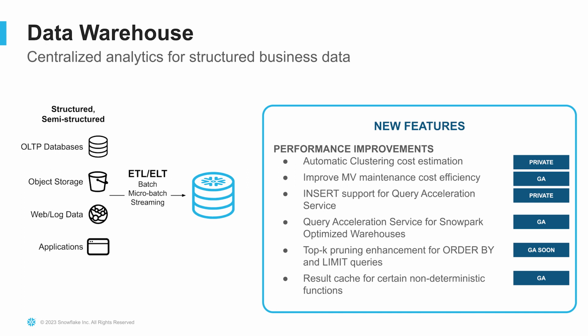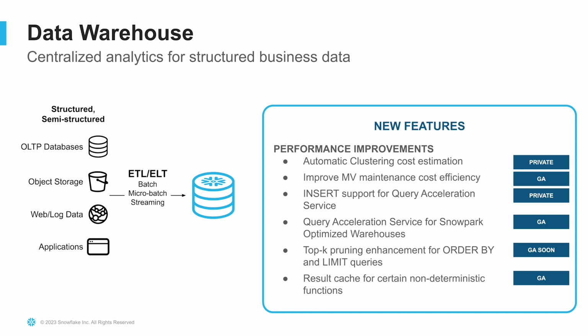Top K pruning enhancements for order by and limit queries will be GA soon. Top K is a common type of query that has both order by and limit clauses. We have further improved the performance of these kinds of queries. This improvement will be GA soon and automatically applied to any queries that will benefit from it.